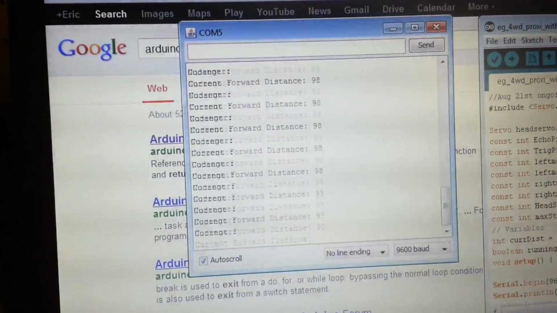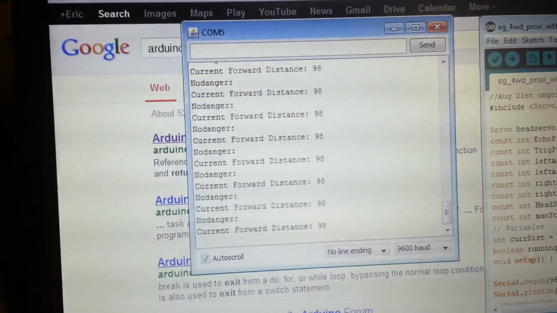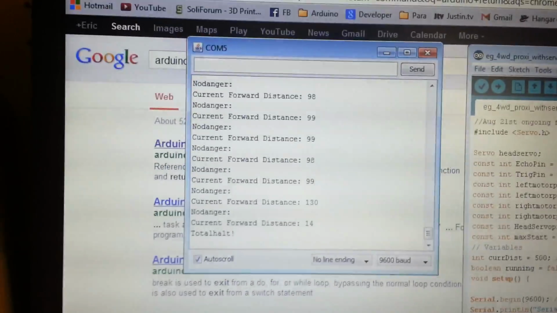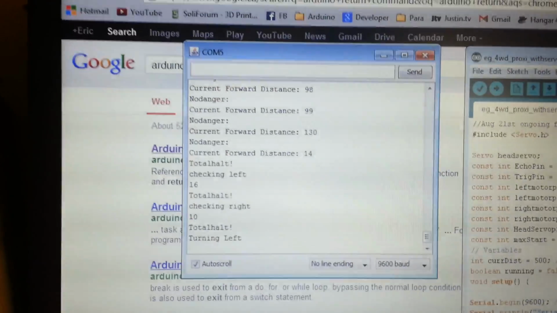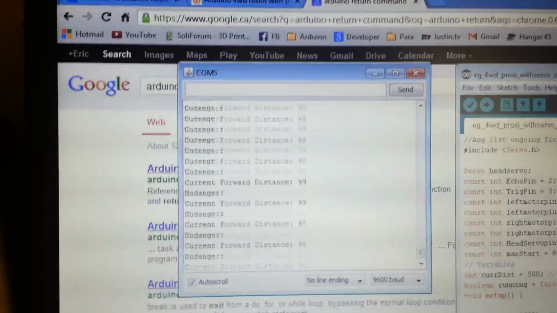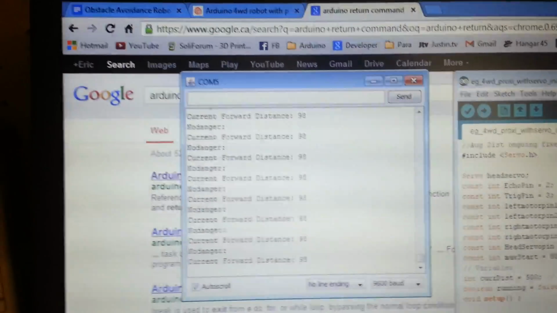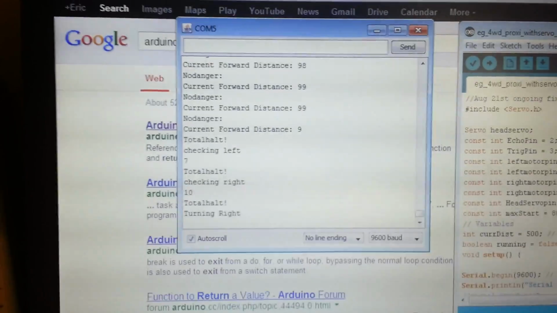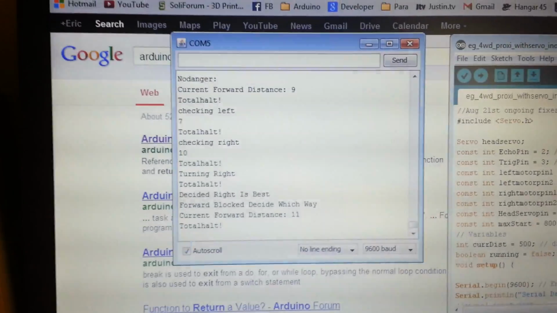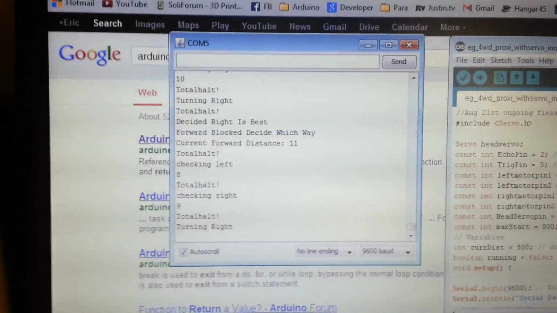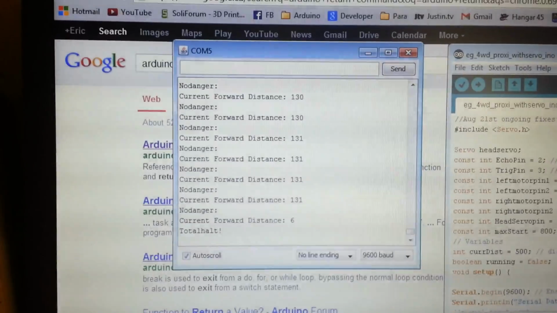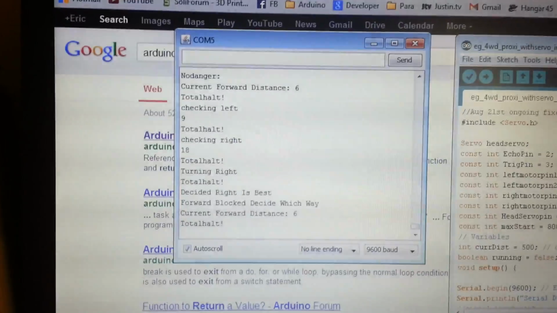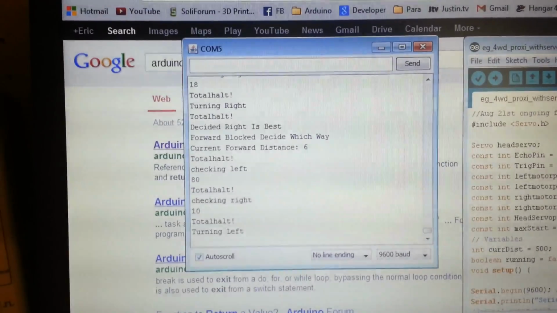What it does is it's telling me the current forward distance in front of the rover and the fact that there's no danger. So I'll take my hand and put it in front. It says total halt, looks left, looks right, and I took my hand away, so it kept on going. If I leave my hand there and say go on the left hand side, it should say turning right, and it's going to keep turning right because I have my hand over the front and the left side. And it's going to keep going right. So anyway, you get the idea.